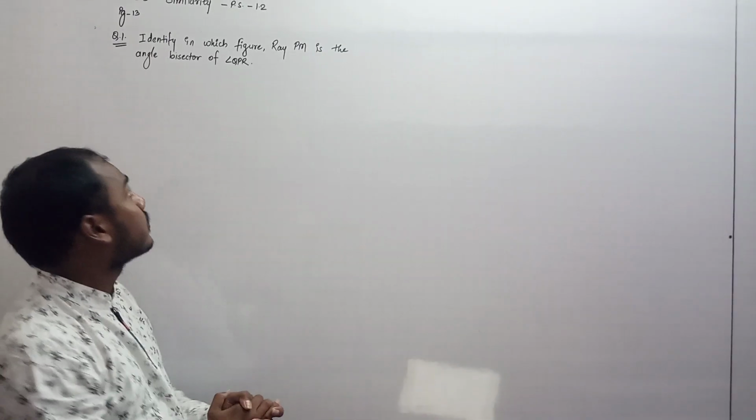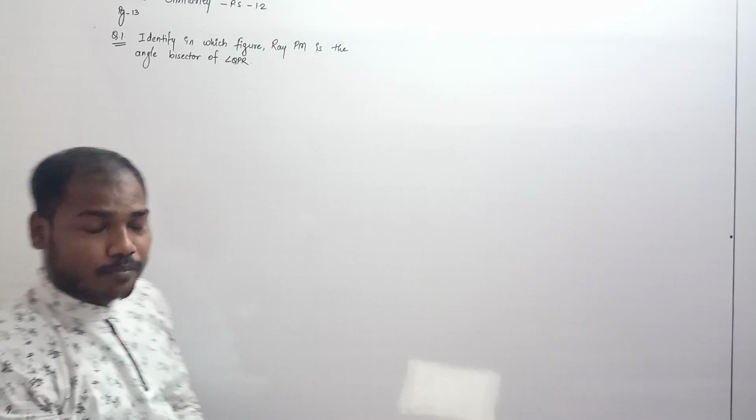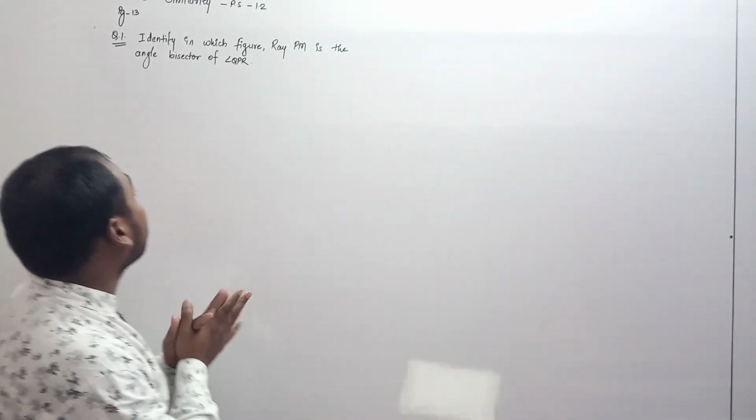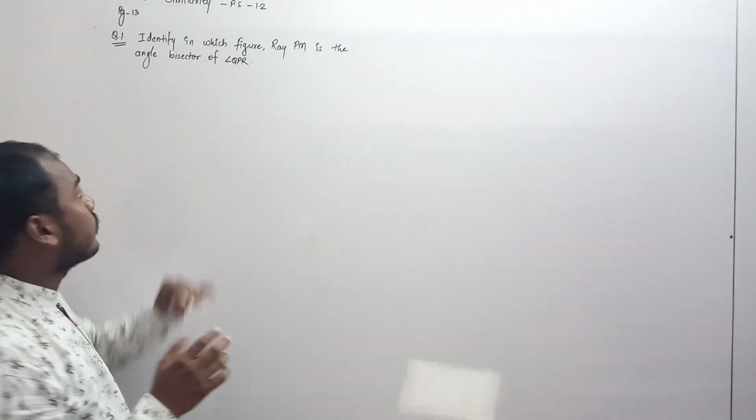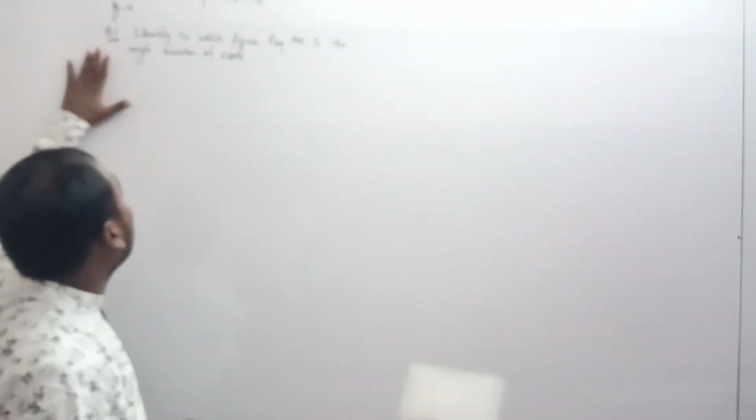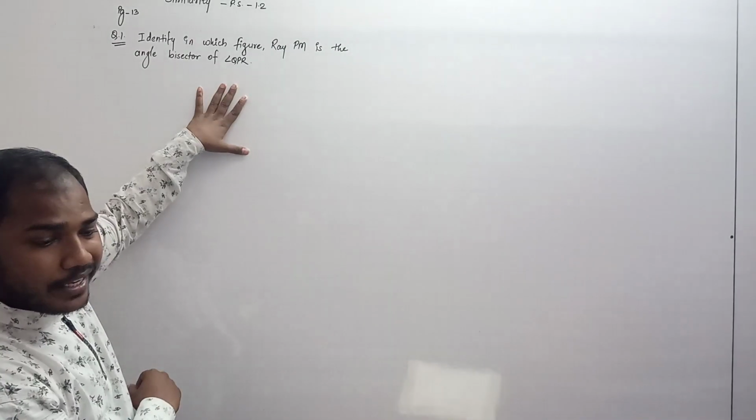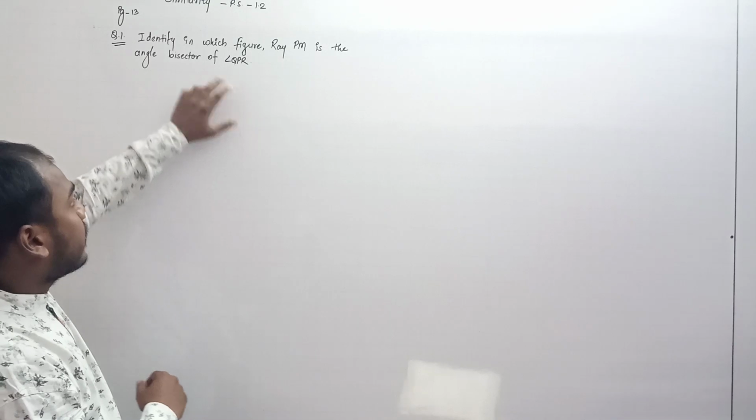Hello friends, now we are going to discuss the chapter on similarity, exercise 1.2. In exercise practice set 1.2, the first question they have given is: identify in which figure ray PM is the angle bisector of angle QPR.